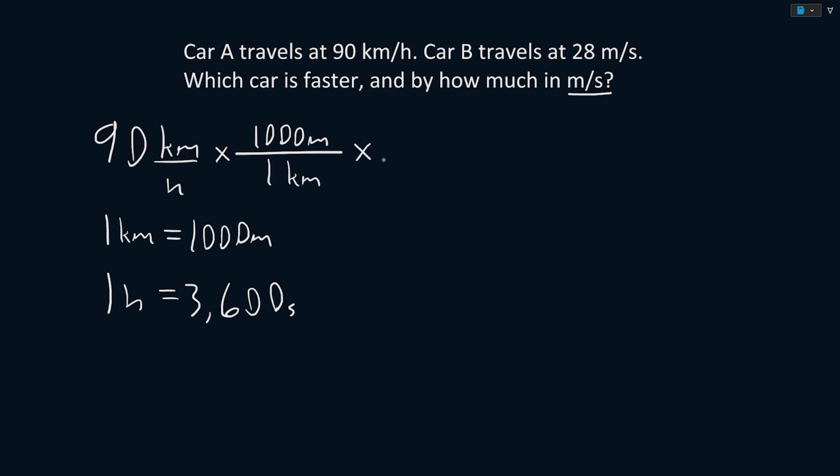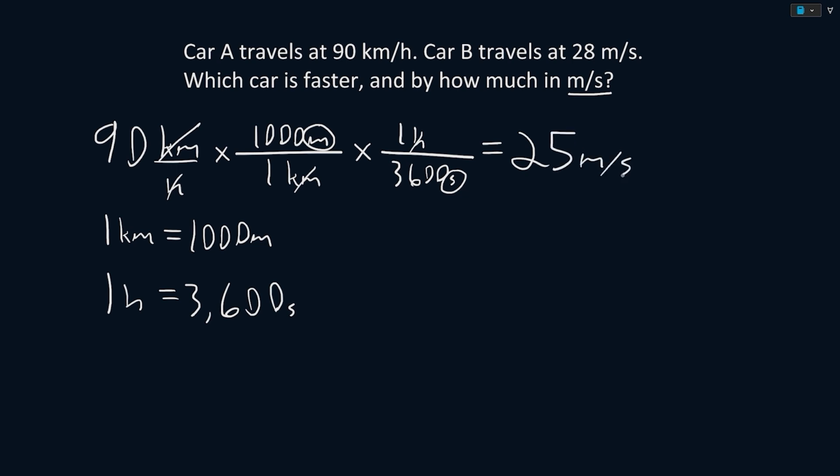Next, we can convert the hours to seconds by multiplying through our conversion factor of 1 hour is equal to 3,600 seconds. Multiplying through this, we see that the kilometers cancel and leave us with meters, and the hours cancel and leave us with seconds. Solving this, we get that 90 kilometers an hour is equivalent to 25 meters per second.